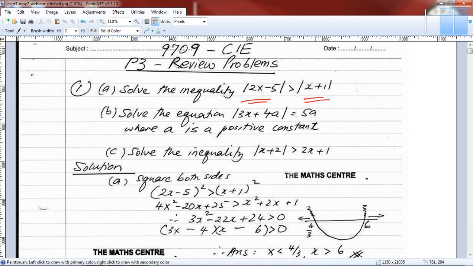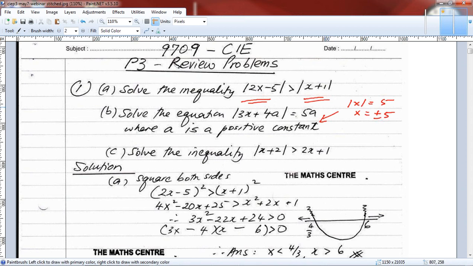Part B is by definition. If you have mod x equals 5, we are just saying that x can be plus or minus 5. So that's by definition. You can also deal with this easily.